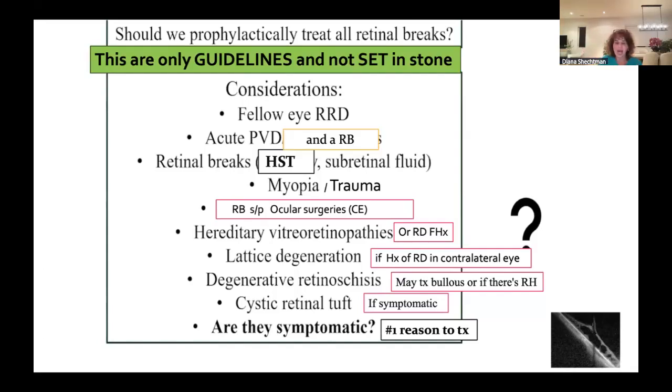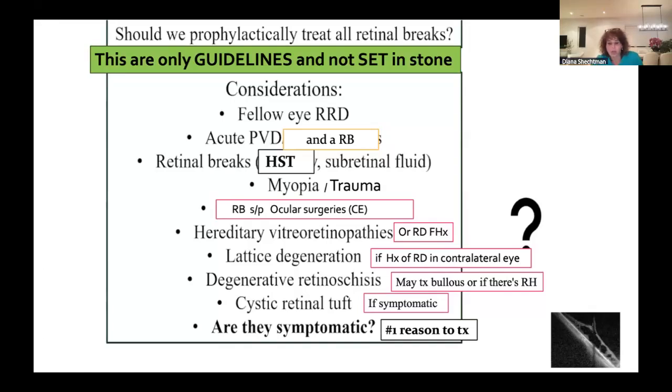Does the other eye have a laser-treated break and/or retinal detachment? And now you're finding in the contralateral eye a new break. Is there acute PVD and a break? That's a treatment at hand. Does the patient have risk factors such as myopia, trauma, cataract surgery?